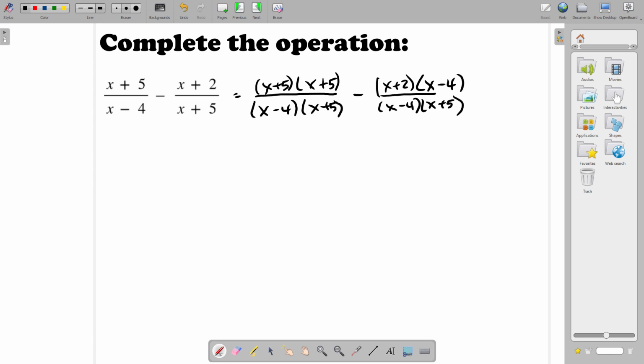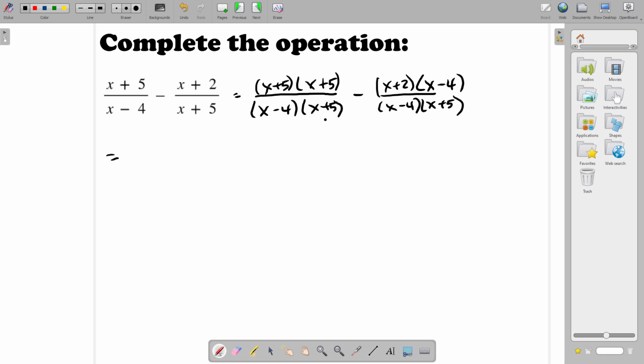At this point, it's a good idea to just double check. If these divided out, I would have x plus 5 over x minus 4, which is my original fraction. On my second fraction, if I divide out the x minus 4s, I'm left with x plus 2 over x plus 5, which is my original fraction.